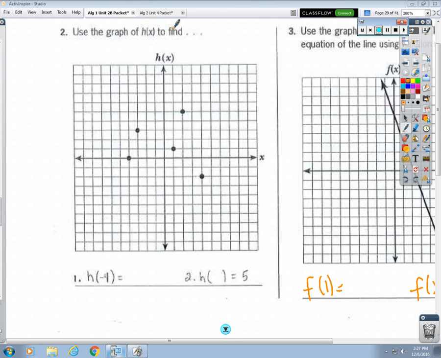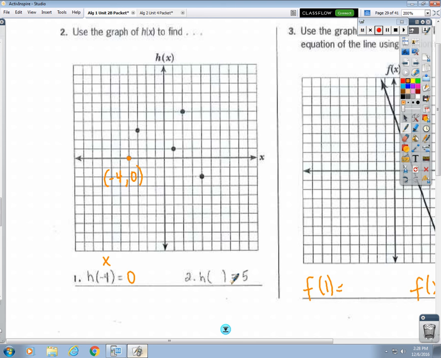Use the graph of h of x to find h of negative 4. So that means we're looking for the ordered pair up here that has a what? X value of negative 4. So if I go on the x-axis left 4, doesn't that point have an x value of negative 4? What is its y value? So h of negative 4 equals 0.